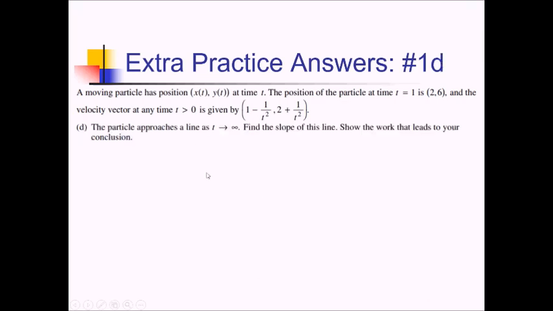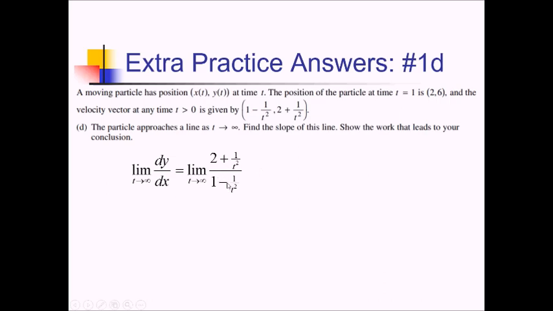For this last part, they're telling us our particle approaches a line as t approaches infinity. They want the slope of the line. So to get this, we essentially need to figure out the limit as time approaches infinity of dy over dx, which is to say the y prime here over the x prime that we were given. So we already wrote this setup in part C.